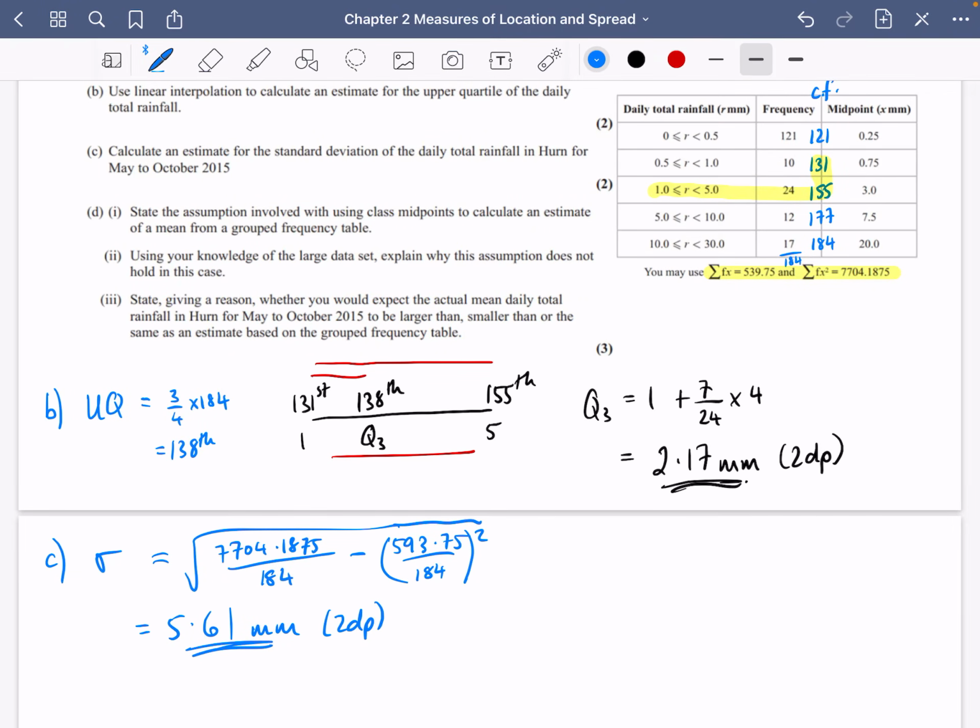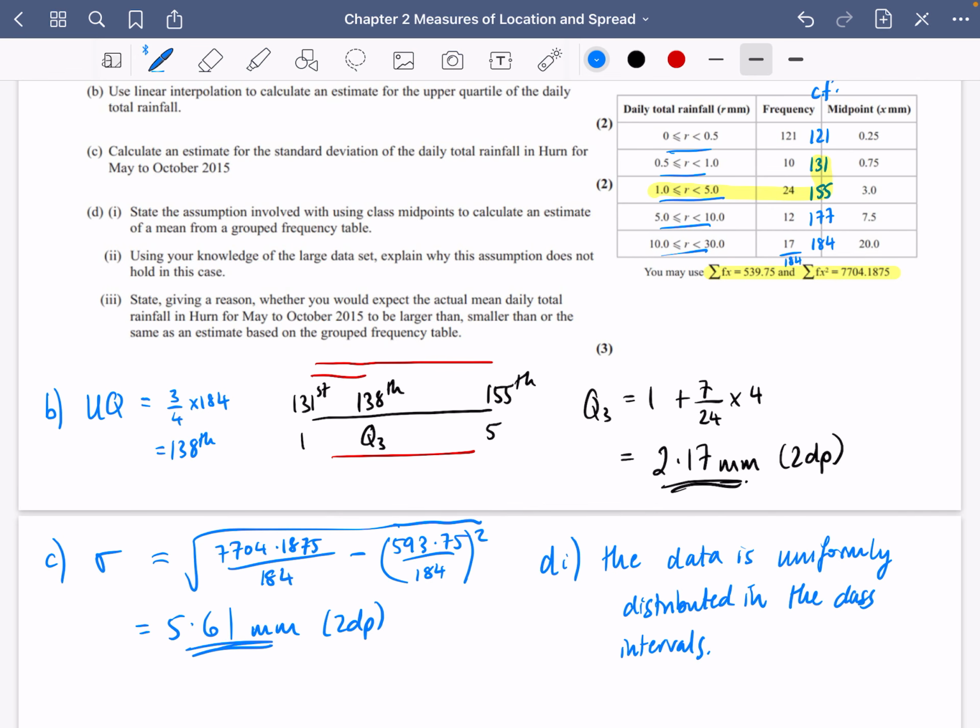It then says for part D, state the assumption involved with using class midpoints to calculate an estimate of a mean from a grouped frequency table. Well, we mentioned this way earlier on at the beginning. By using the midpoint, what we're actually assuming is that the data is uniformly distributed or equally distributed in these groups. So for D part 1, what we have assumed here is that the data is evenly or uniformly distributed in the class intervals. That's what we have assumed by using midpoints.